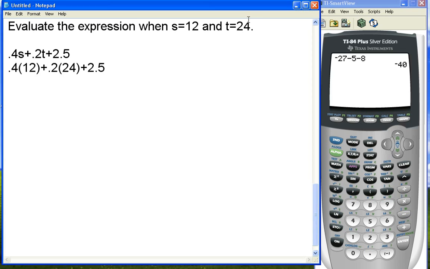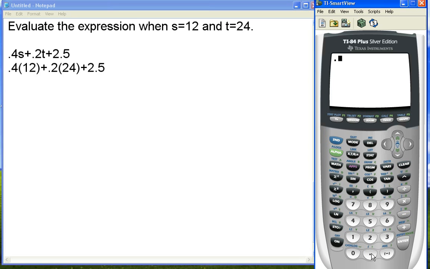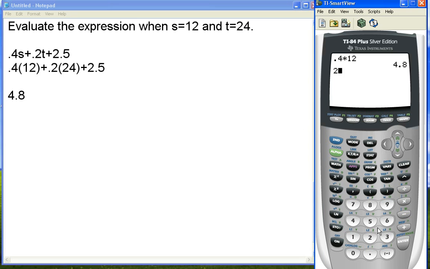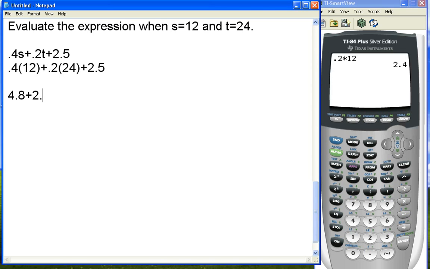Yet again, all I've done is replace the letters with what they told us. Now let's let the calculator do the work. So 0.4 times 12 is 4.8. So 4.8. A positive 0.2 times 24. So you've got to be careful, I almost read that as a 2 and would have gotten it wrong. Positive 0.2 times 24 is 2.4. It's a positive number, so plus 2.4.